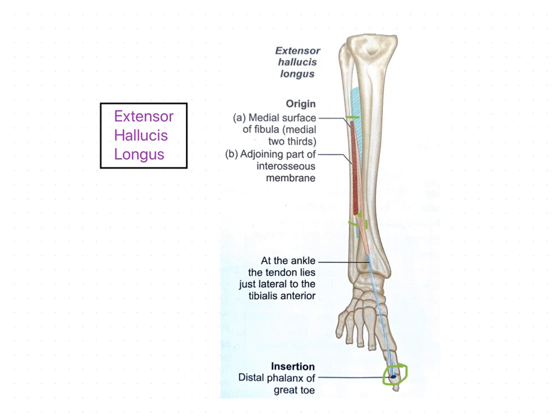If you see the action of this muscle, the nerve supply is the deep peroneal nerve, and its action is dorsiflexion. This one also helps in dorsiflexion of the foot and extends the metatarsophalangeal joint. So it helps in the metatarsophalangeal joint extension, and also the interphalangeal joint of the great toe.